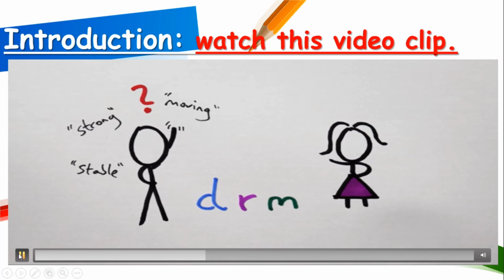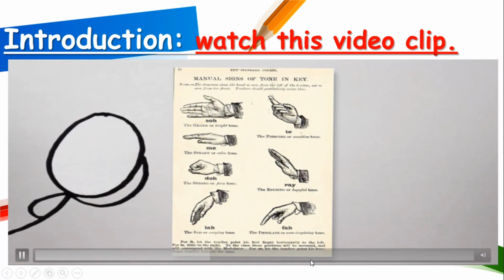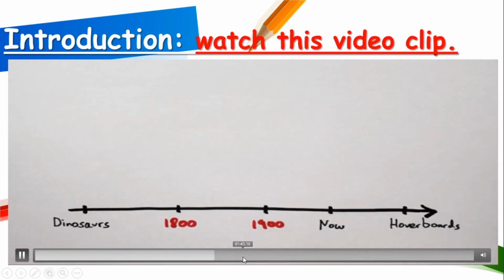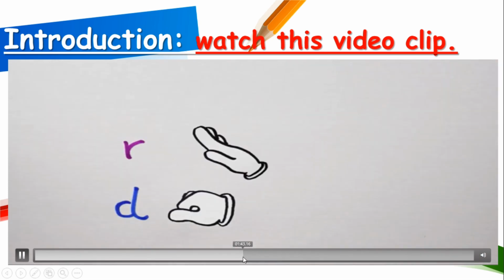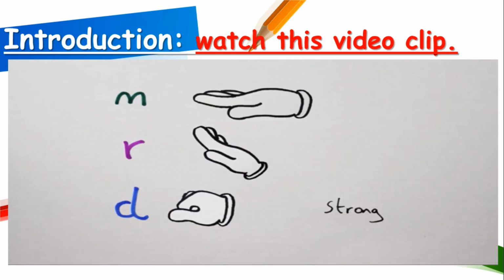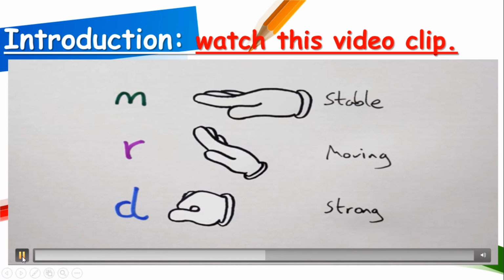You should check out the tonic Solfa hand signs. The what now? So, back in the 19th century, this guy, John Kerr, do, re, mi. Cool, so Do is strong, like a fist, and it's low down. Re is moving away from Do, and Mi is stable, so it's flat.